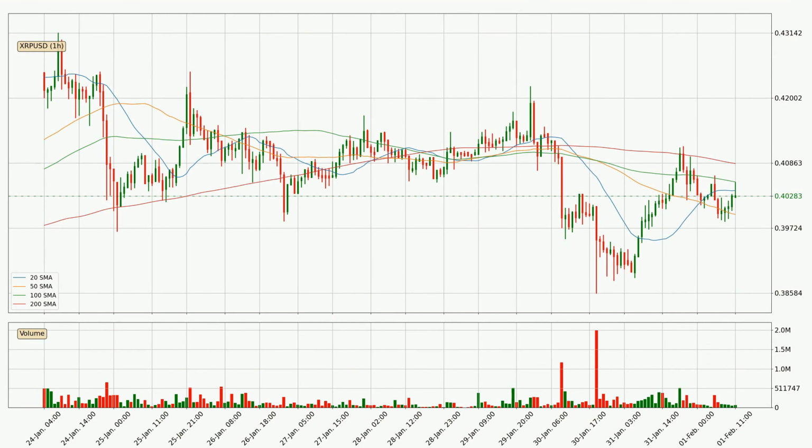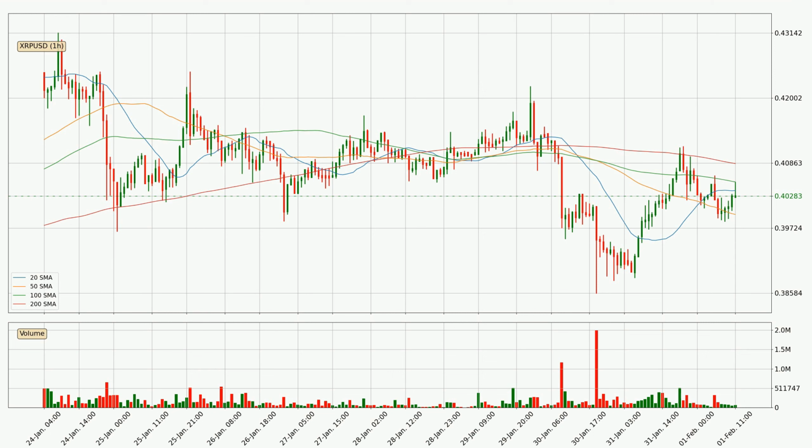Jumping to the hourly simple moving averages, at the moment, the price is between the 50 and the 20 SMA. If the price bounces off the 50 SMA, which is currently at 40.0 cents, it could be seen as a support, and the 20 SMA that is at 40.4 cents could be perceived as a resistance to the upside.